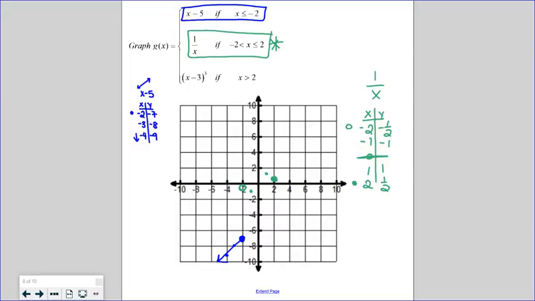Okay? Well, here's where people make the mistake, is they just want to connect the dots. But do you remember what this picture looks like? This picture looks like this, doesn't it?